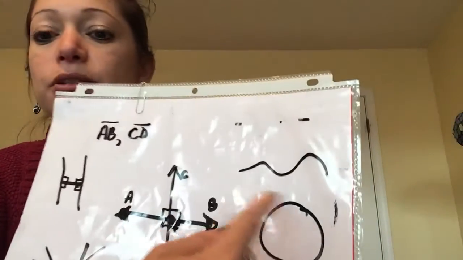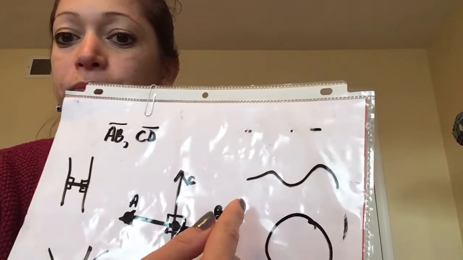If we had just a circle, would we think that that's perpendicular lines? Let's give you some more examples. Okay. What about these curved lines? Would that be perpendicular lines?